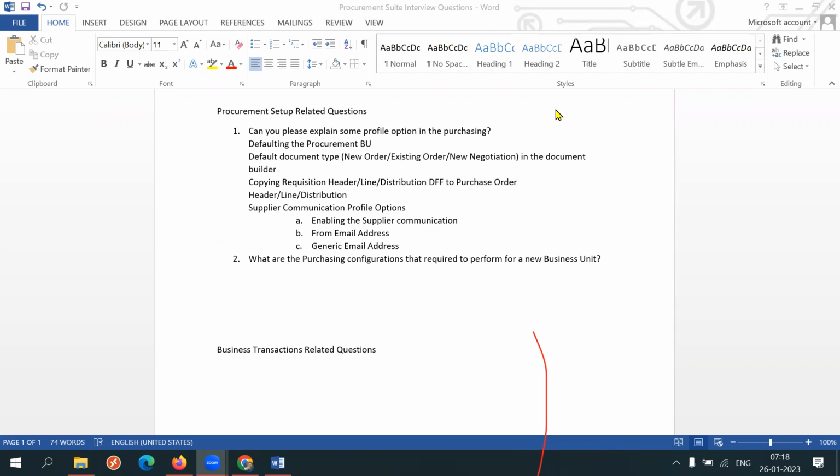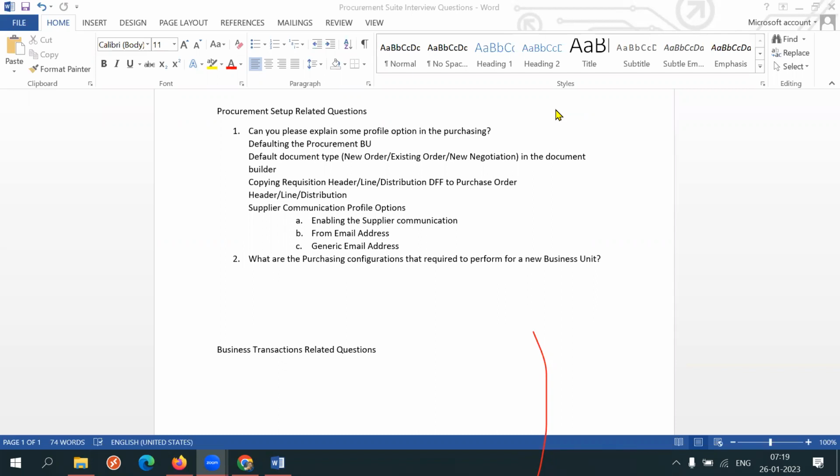Okay, sir. But anyway, if you create a new BU, under that you create an inventory organization, and under that inventory organization you have to do it. But when they specifically ask about BU level, then mention only the BU level setups.